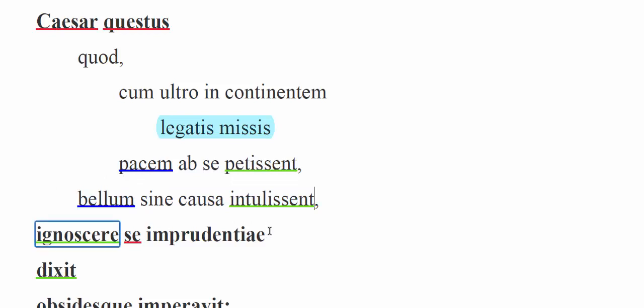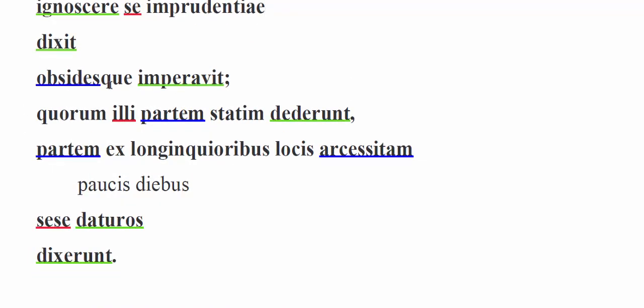Regardless, what do we see here in this line? He will pardon their rashness, he says. This is an indirect statement right here because of dixit. Caesar said that he would pardon their rashness. Notice imprudentiae is a dative because of ignoscere. He would overlook their rashness, Caesar said. And Caesar commanded, or demanded, hostages.